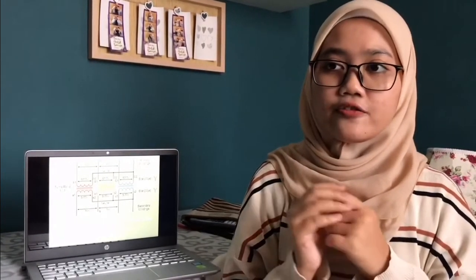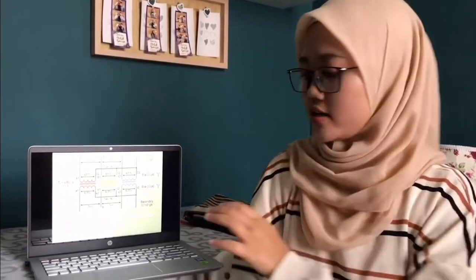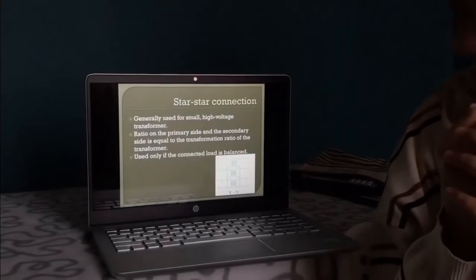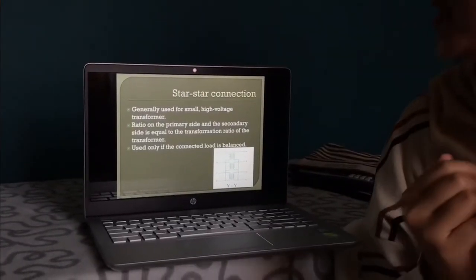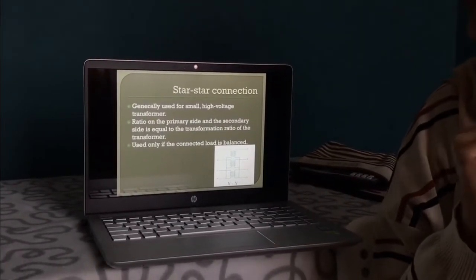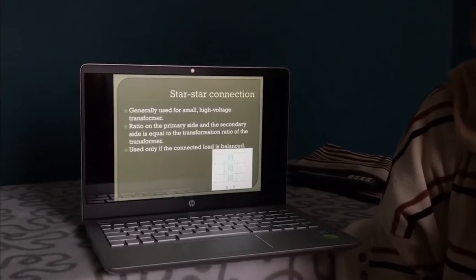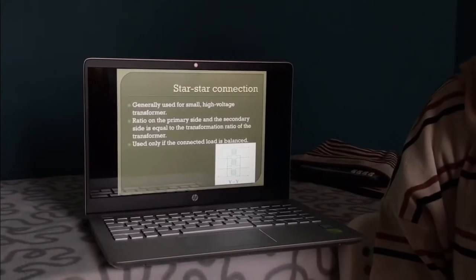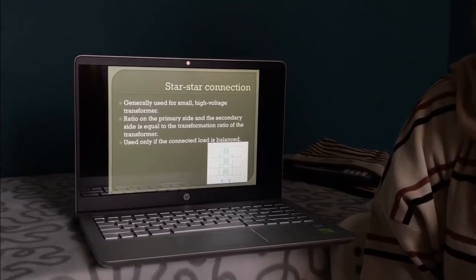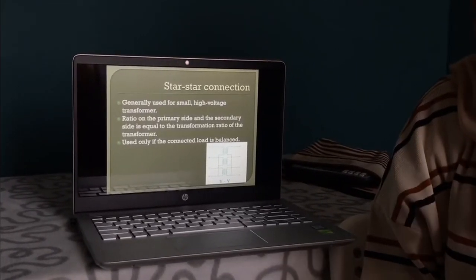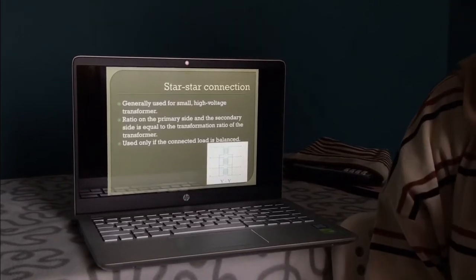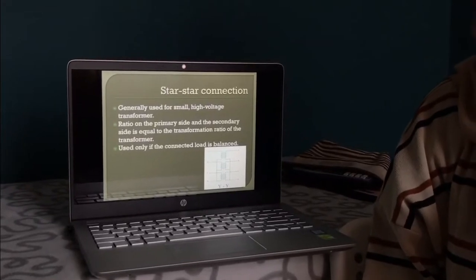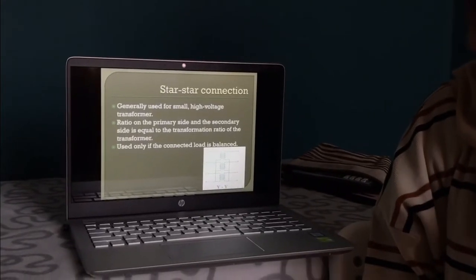The first one is the star-star connection. The star-star connection is generally used for small and high voltage transformers. The ratio between the primary side and the secondary side is equal to the transformation ratio of the transformer. It is used only if the connected load is balanced.